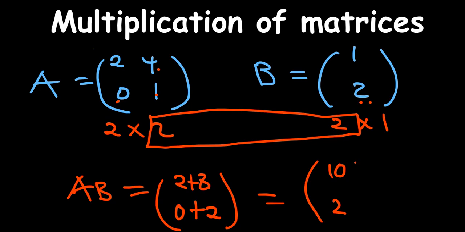So we see that the order of this product is a 2 by 1. The middle two numbers will tell you if these two matrices are multiplicable, and the outer numbers will give you the order. Okay, so that's the multiplication of matrices. Later on we'll talk about the properties of this multiplication and addition.